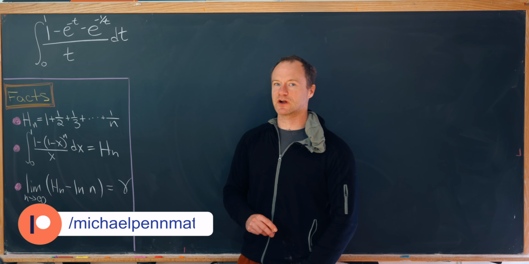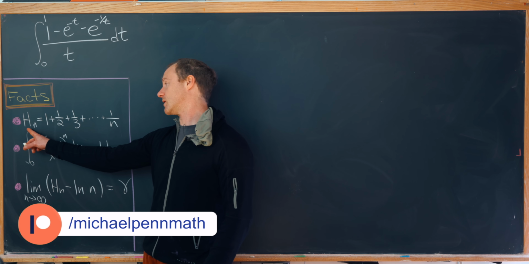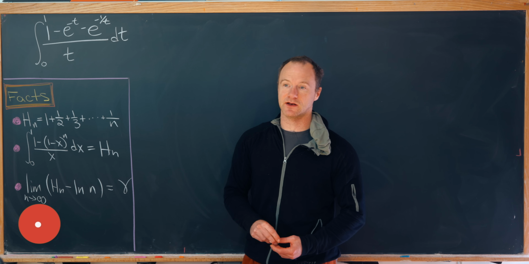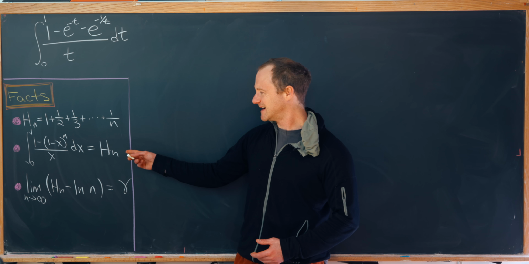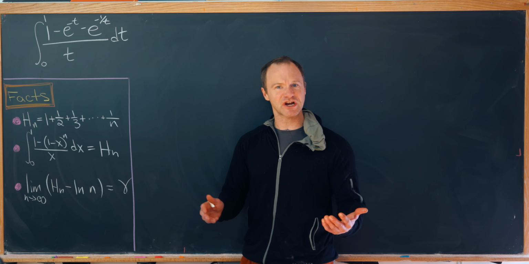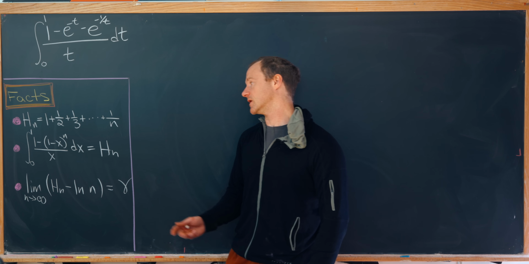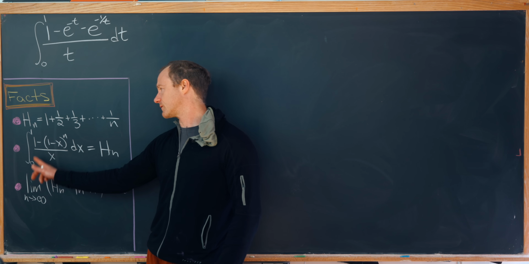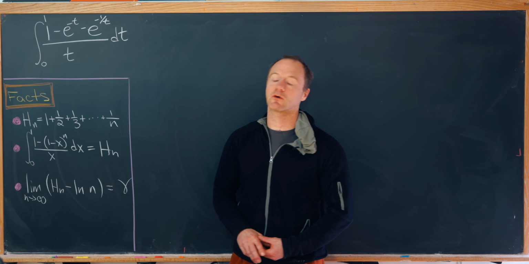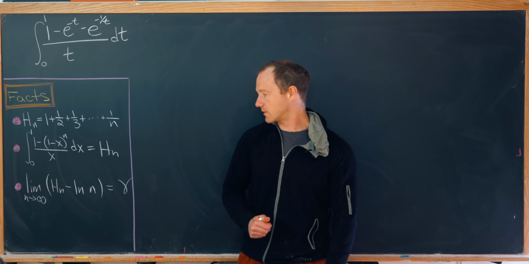And like I said, we're going to need some facts. The first is the definition of the nth harmonic number, which is 1 plus a half plus a third all the way up to 1 over n. Next, there's this nice integral expression for the nth harmonic number, which I derive on a previous video. You should check that out maybe after this video. And that is the integral from 0 to 1 of (1 minus x) all to the n power over x is equal to, like I said, that nth harmonic number.